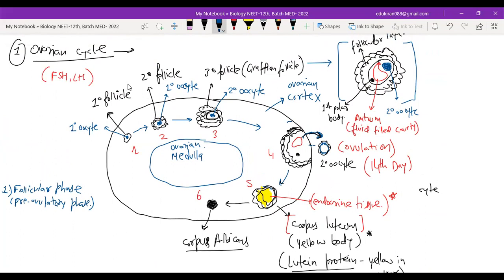The granulosa cell layer, third point, helps in maturation of the follicle and also the oocyte contained inside the follicle.